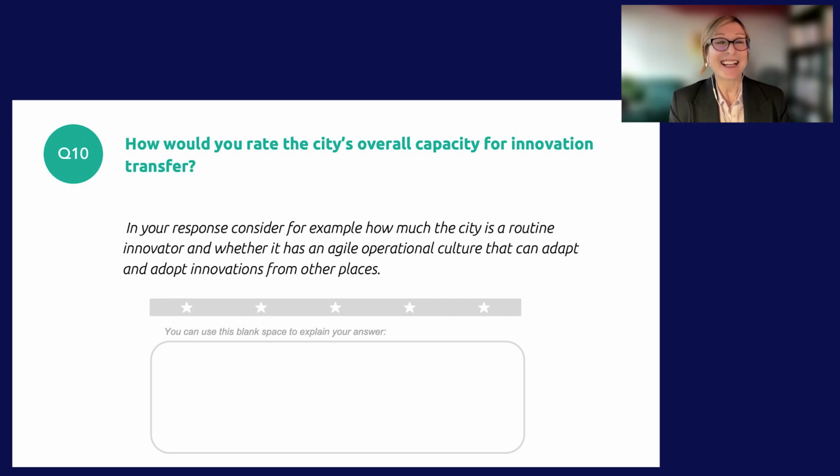Question 10 asks you to rate the overall capacity for innovation transfer of your urban authority. To answer this question, you can consider if the city is a routine innovator and if it has an agile operational culture that adapts and adopts innovations from others.